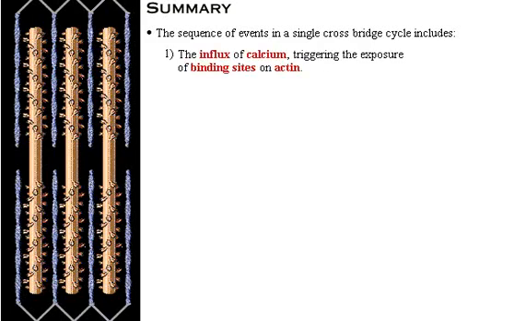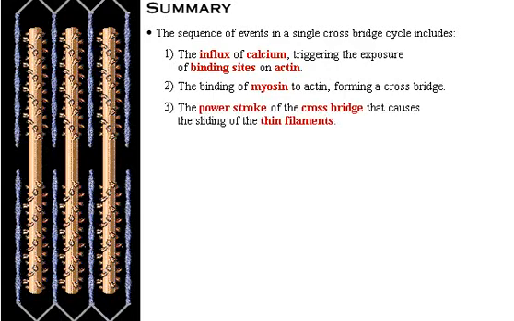Here's a summary of what we've covered. The sequence of events in a single cross-bridge cycle includes 1. The influx of calcium triggering the exposure of binding sites on actin. 2. The binding of myosin to actin forming a cross-bridge. 3. The power stroke of the cross-bridge that causes the sliding of the thin filaments.